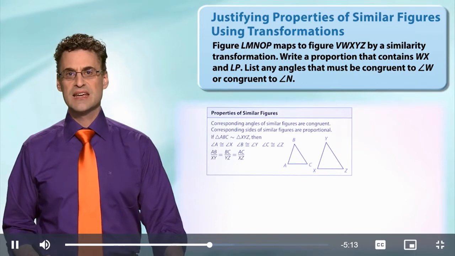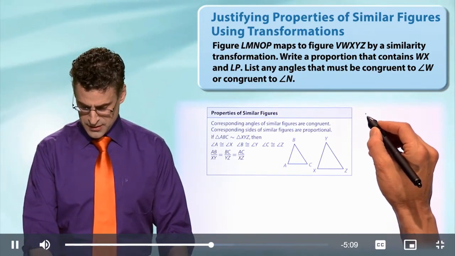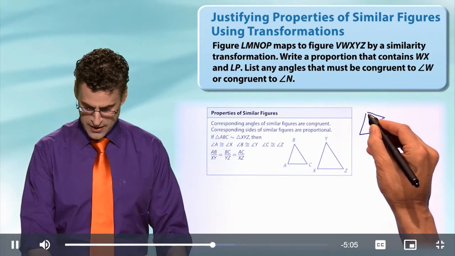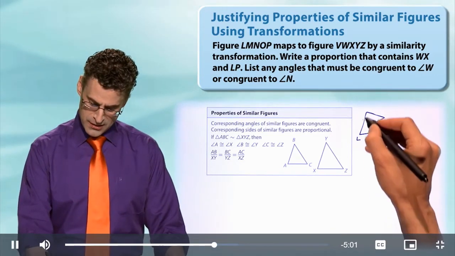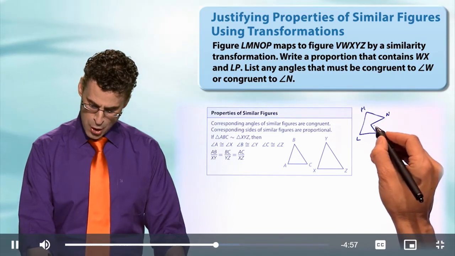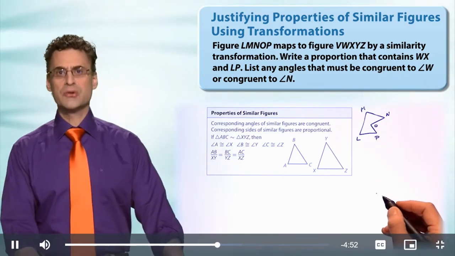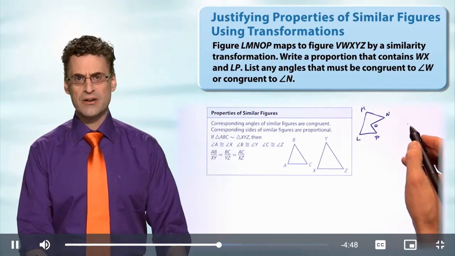So this is, in fact, a five-sided figure. So we can draw any five-sided figure you want. 1, 2, 3, 4, 5. It could be that, for example. And now I'm going to label it L, M, N, O, P. And then that's going to map to another figure by a similarity transformation.